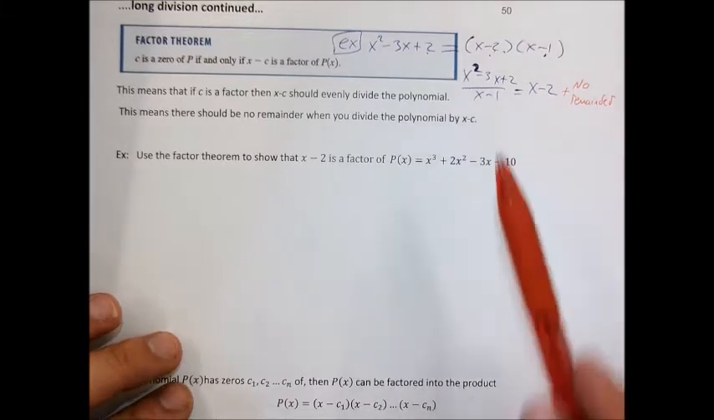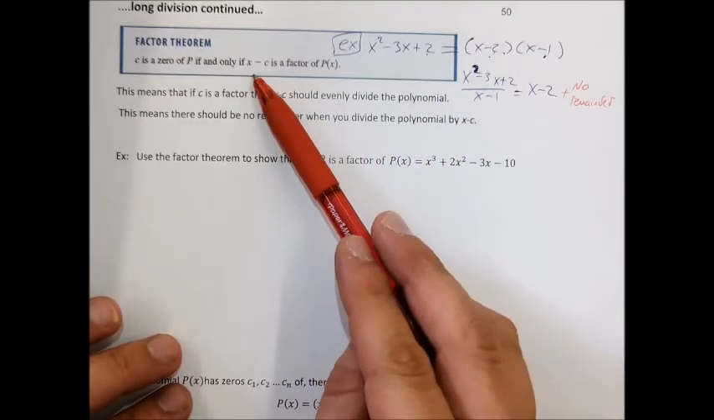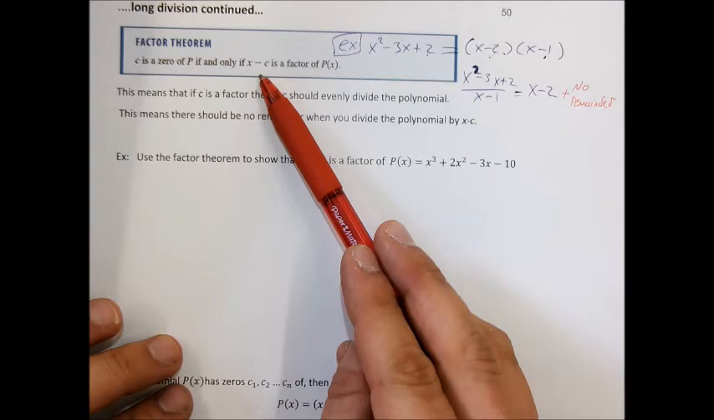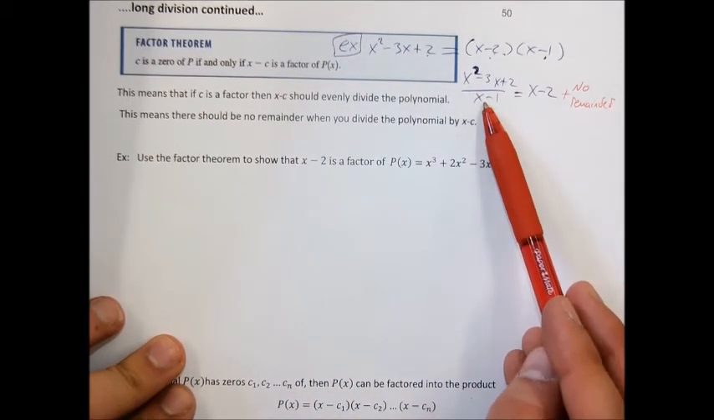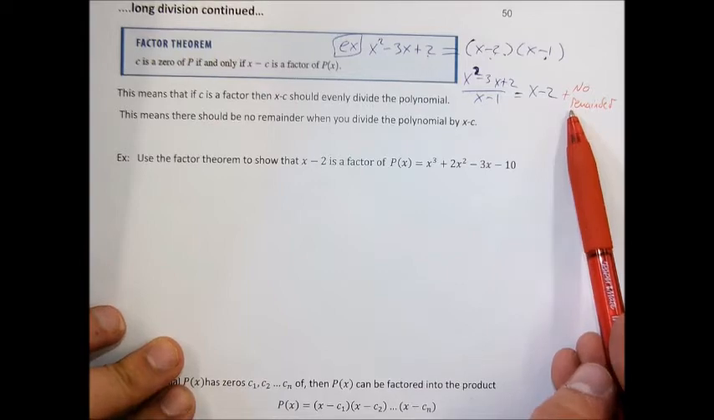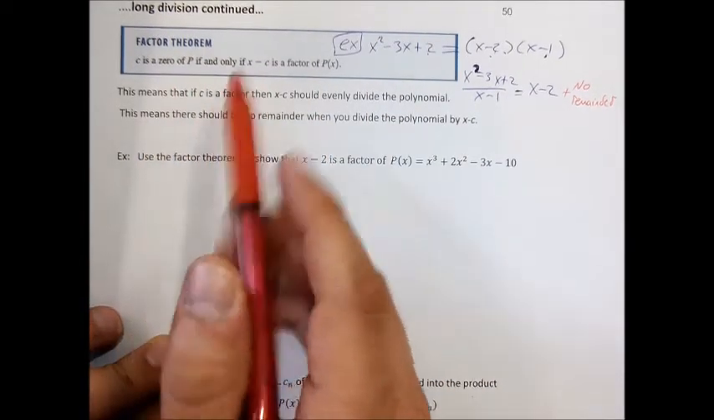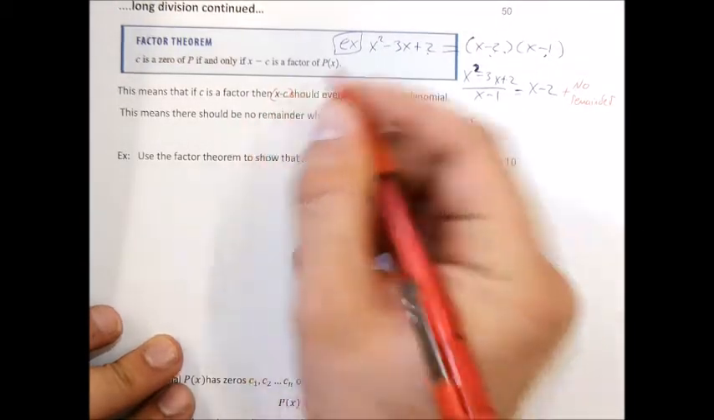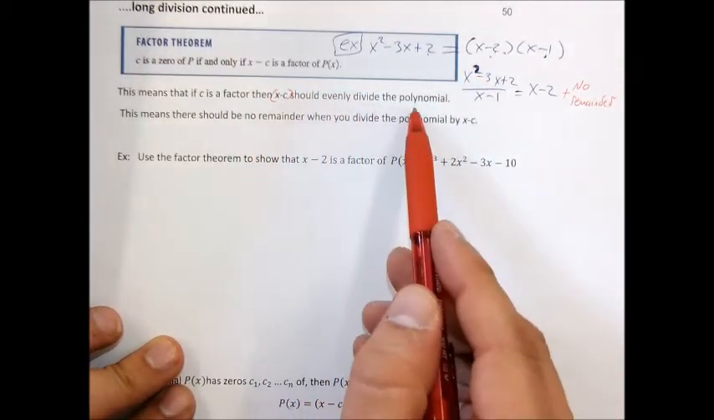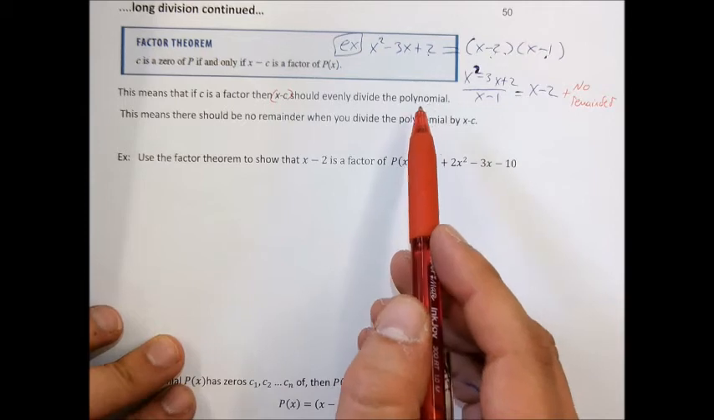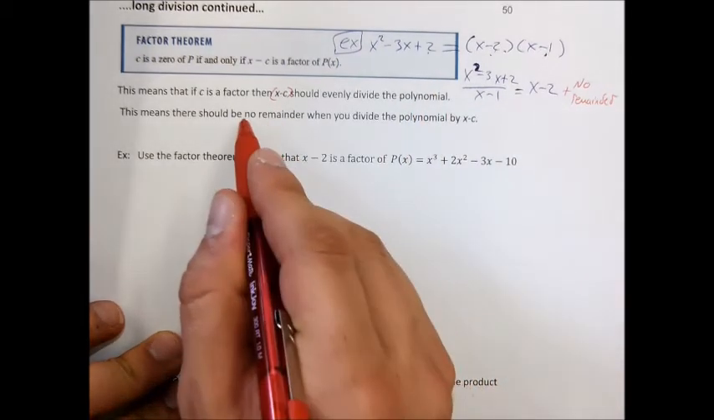And so that's what this theorem says. This theorem says if we know something's a factor of the polynomial, then when we divide that polynomial by that factor, we don't get a remainder out. And that's exactly what I wrote here. This means that if c is a factor, then x minus c should evenly divide the polynomial with no remainder. Okay, so there should be no remainder when you do that.